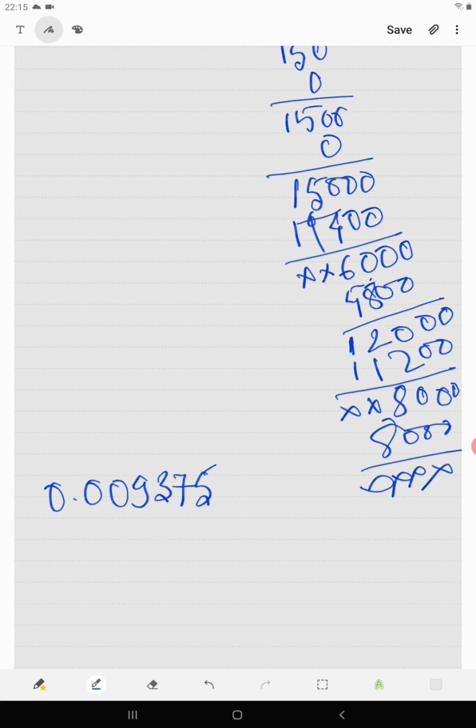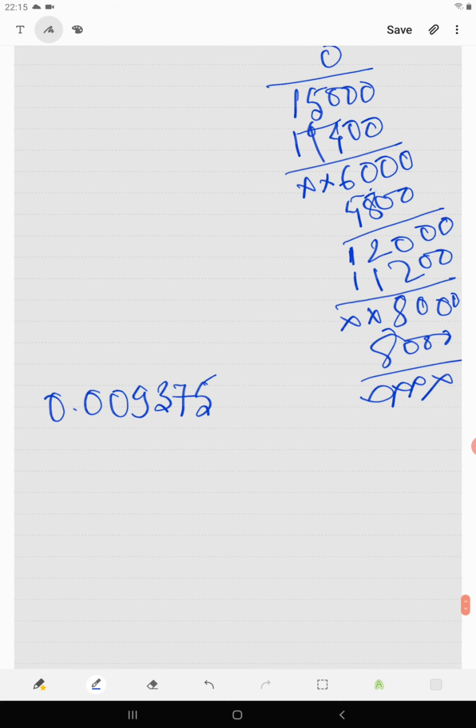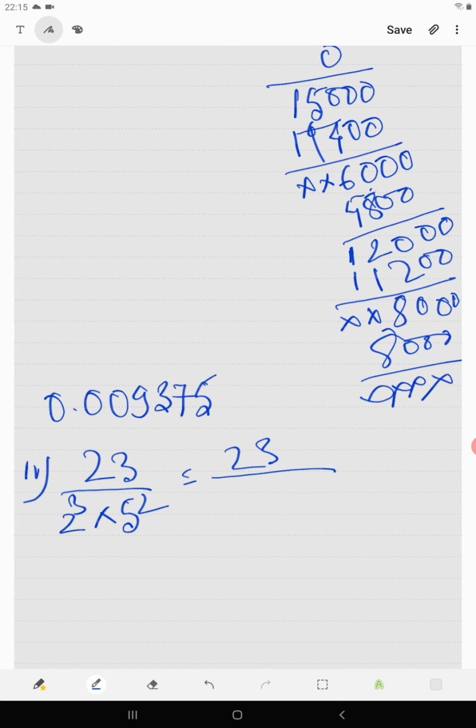Next. So next that got totally divided is the fourth one for us, but it's the sixth problem of question 1 that got totally divided. That is 23 divided by 2 cube into 5 square. So 2 cube into 5 square. So this will be 23 divided by 2 cube is 8. 5 square is 25. So 23 divided by 200.